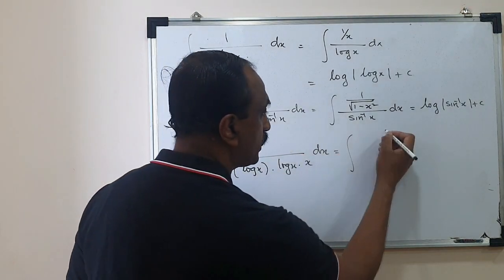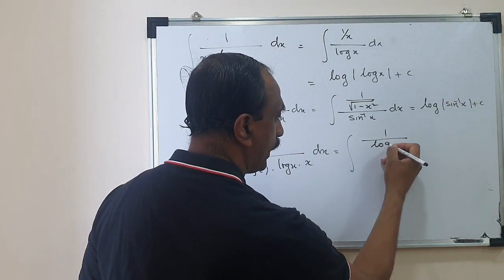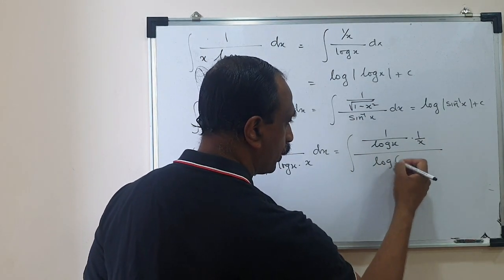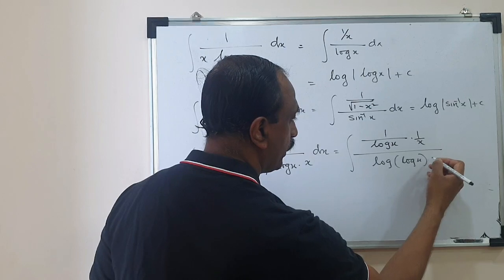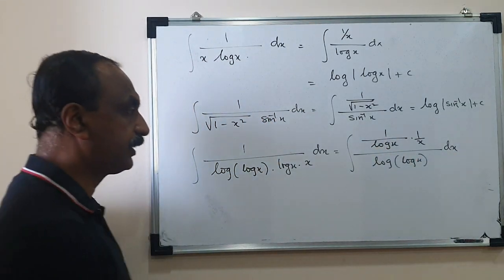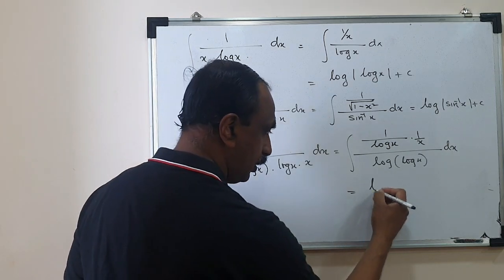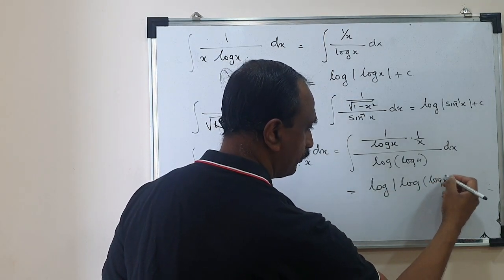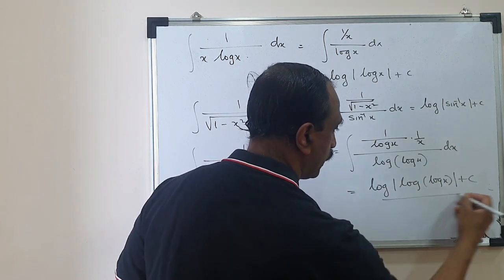So I need to visualize it as 1 upon log x into 1 by x divided by log of log x. Now the denominator's derivative is matching with the numerator. Denominator's derivative is exactly what you have in the numerator. So what will be your answer? Log of modulus log of log x plus c. This is how we can reduce the functions.